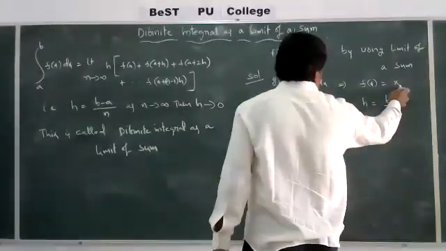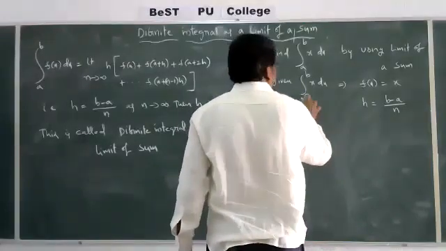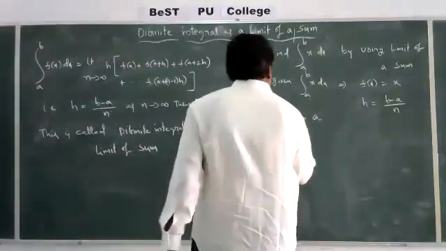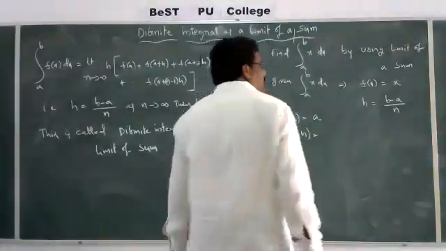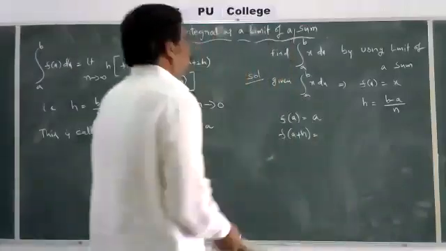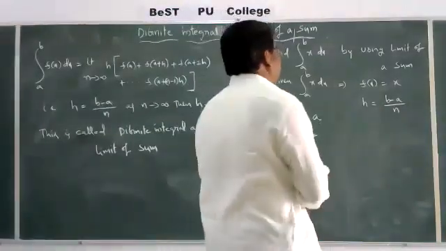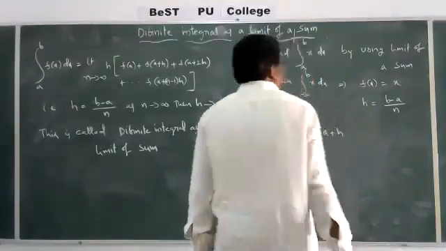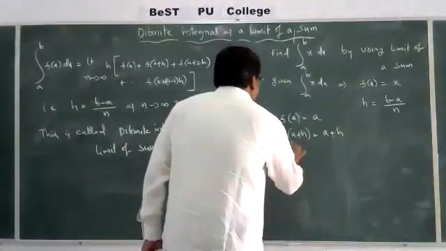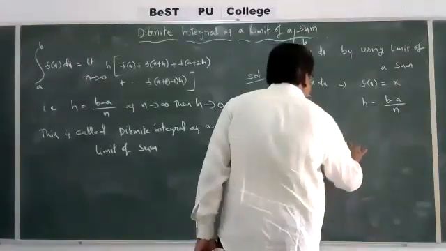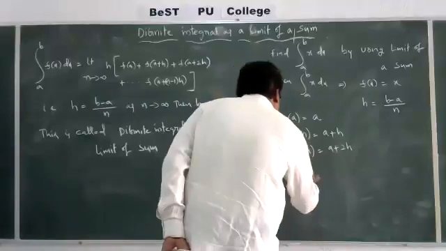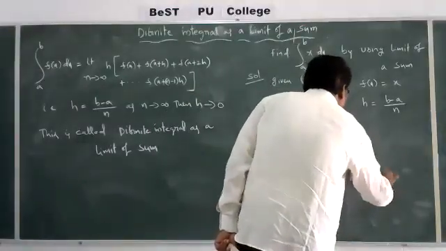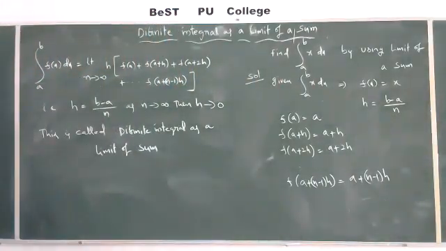First, f of a is equal to a. f of a plus h: you substitute x is equal to a plus h in f of x, so f of a plus h is a plus h. f of a plus 2h is equal to a plus 2h, and so on. f of a plus n minus 1 into h is equal to a plus n minus 1 into h.